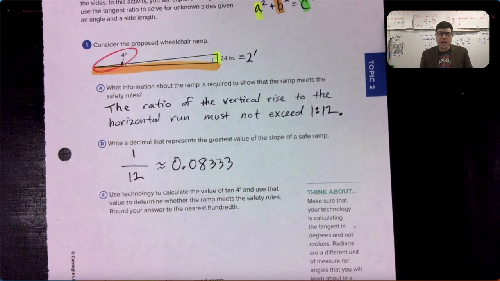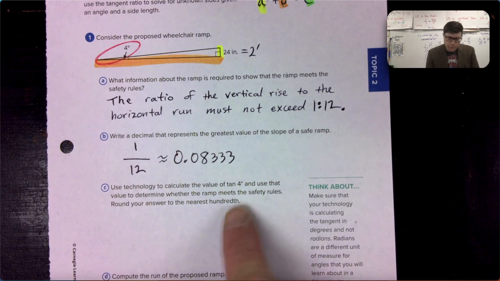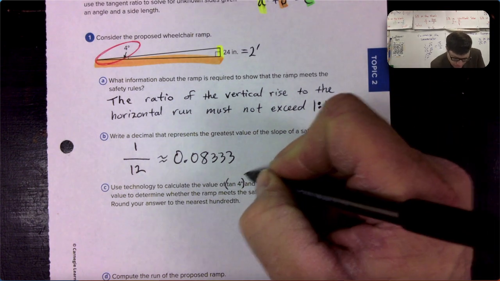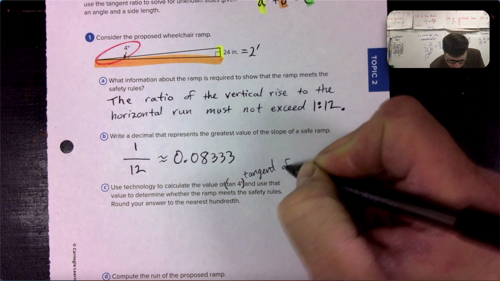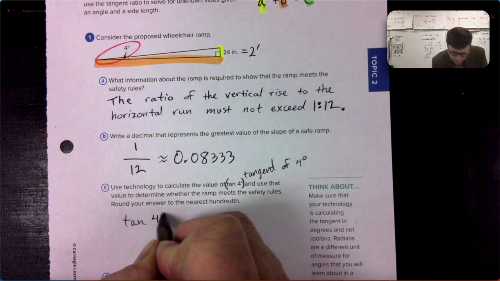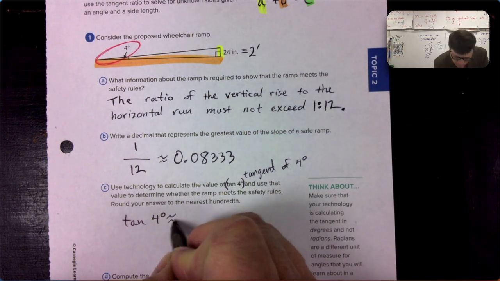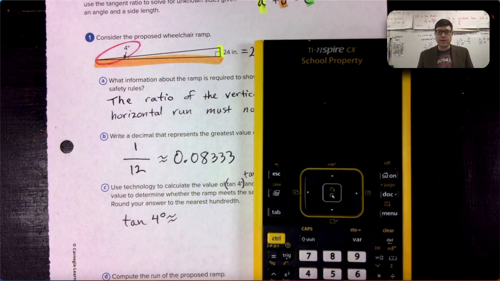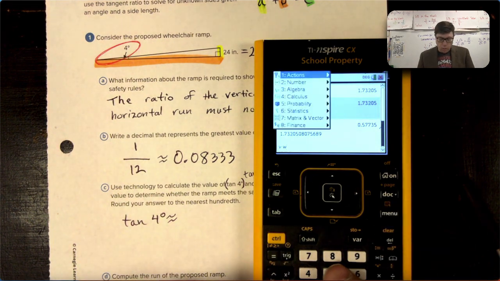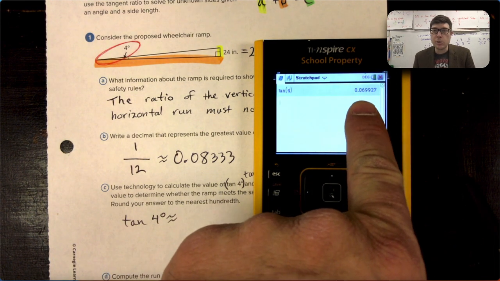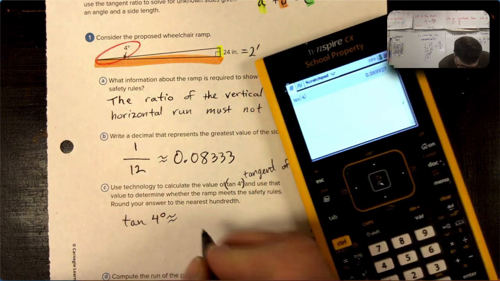So use technology to calculate the value of tangent of 4 degrees. Again, we would say tan 4, but we should say the whole word, tangent of 4 degrees. That's how we should repeat that. And I'm going to write that here. Tangent of 4 degrees approximately equals, but let's do the yellow calculator now. If you have a school-approved calculator, bring that into place. If you don't remember how to do the calculation, go watch one of my previous videos. I'm going to do tangent of 4. And I get 0.069927.